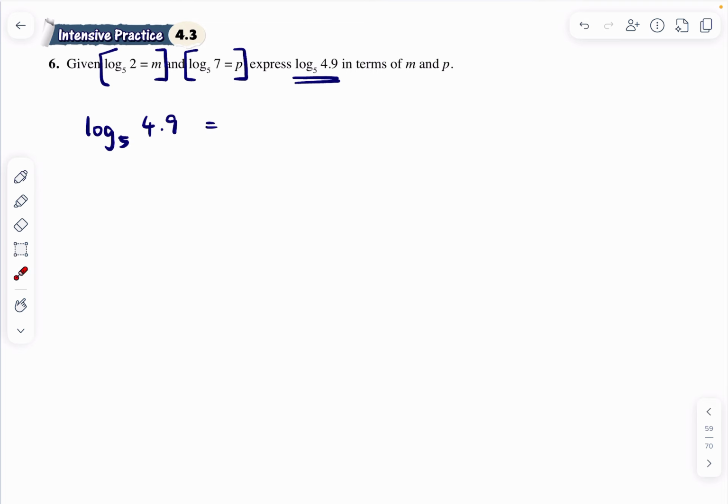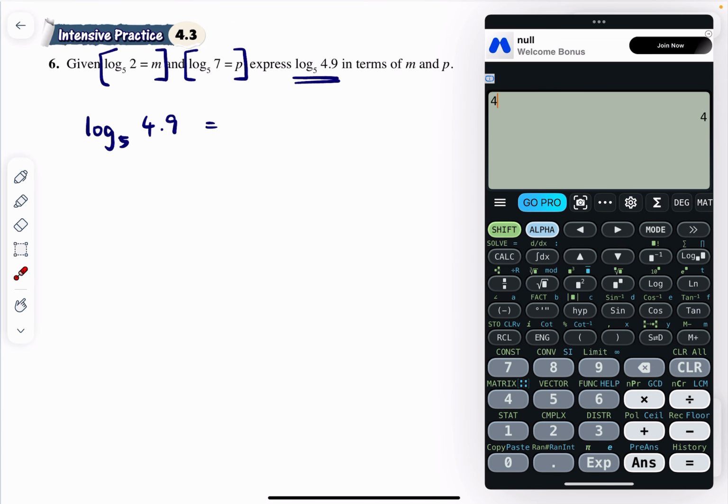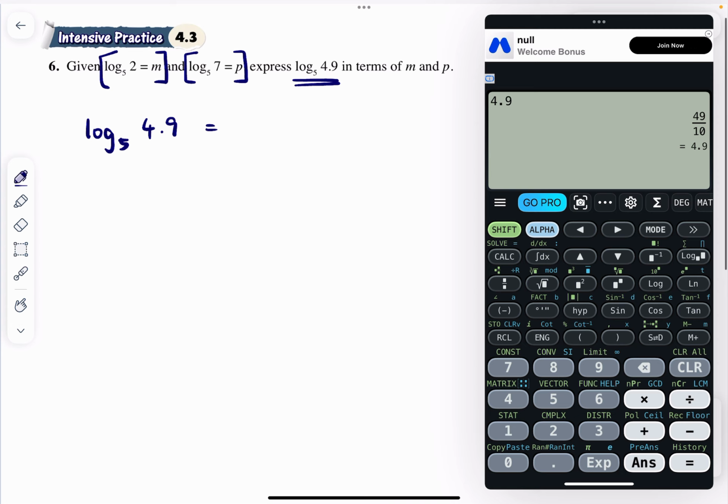Okay, so decimals is quite hard to deal with, so we can change it to a fraction. The easiest way to change into fraction, we just use our calculator. So you type 4.9 in your calculator, you press equals, your calculator gives you the fraction. So we get 49 over 10.